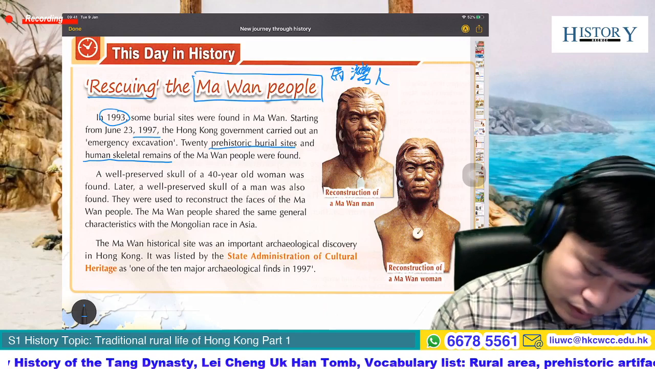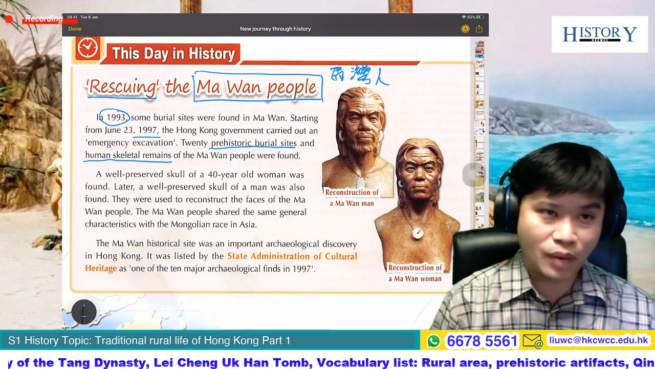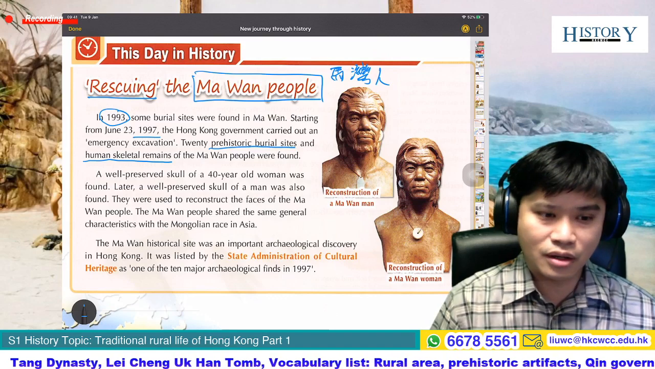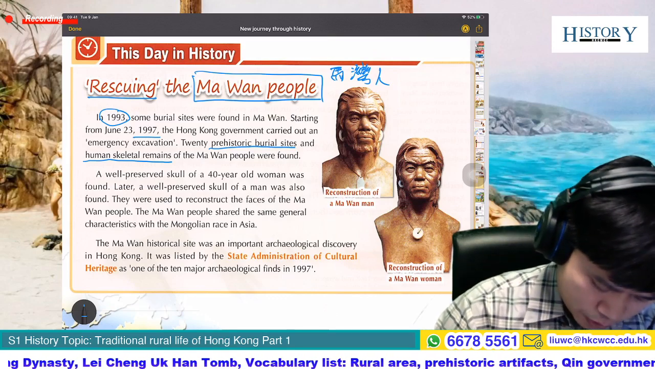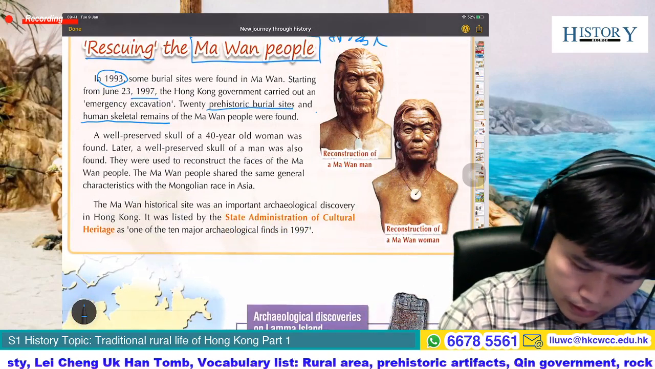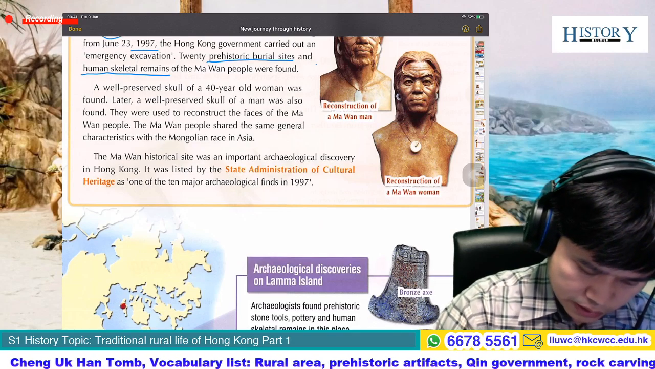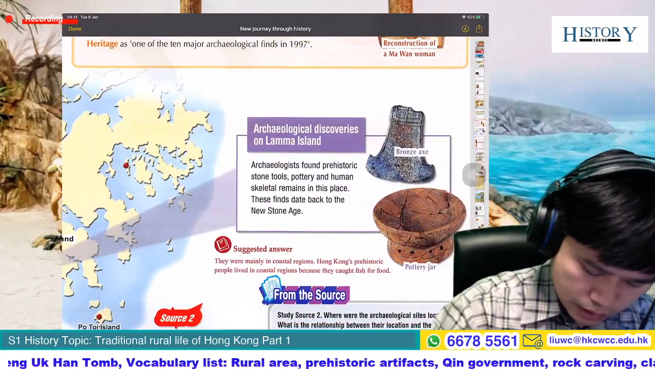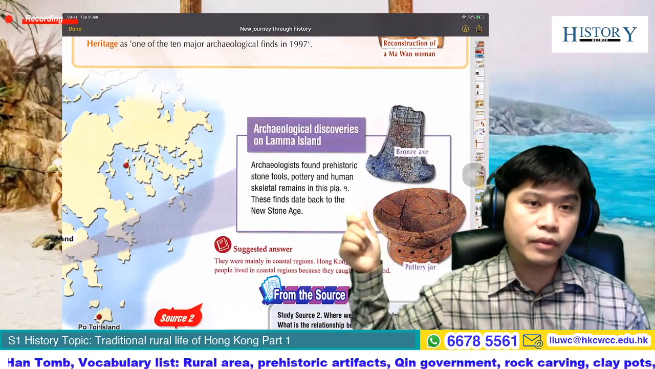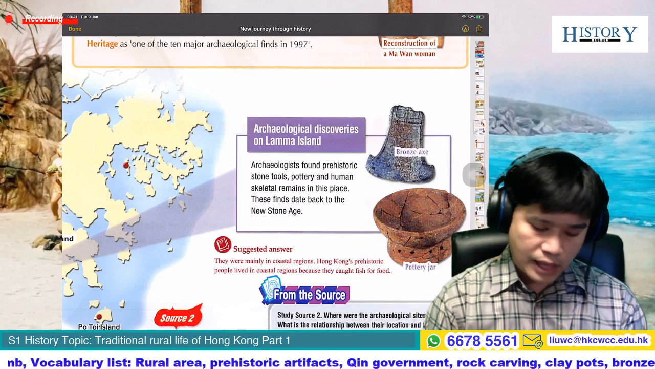So about 30 years ago, we found the Ma Wan people. A few years ago, we found the Song wells, and in the future, we may find more. So that would be some information about the archaeological discovery in Hong Kong or on the island. And you can see that there is more information about the archaeological discovery on Lamma Island.